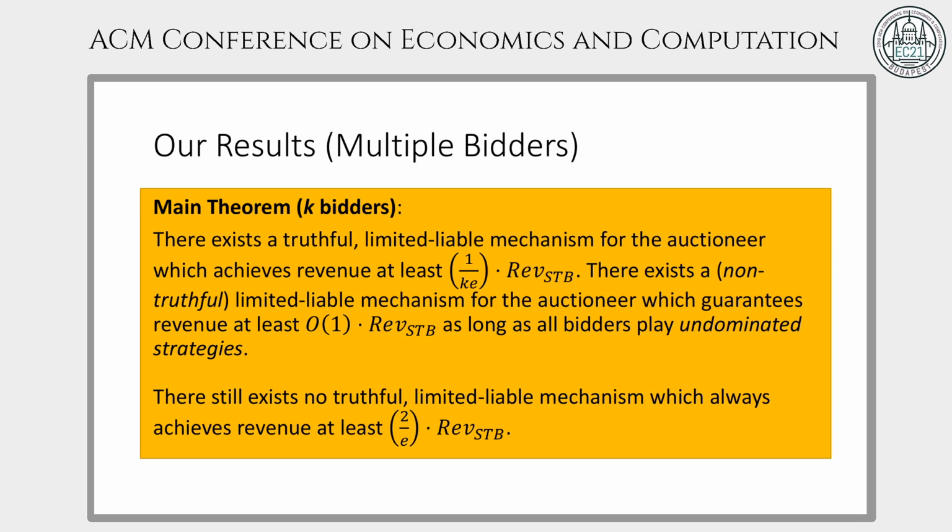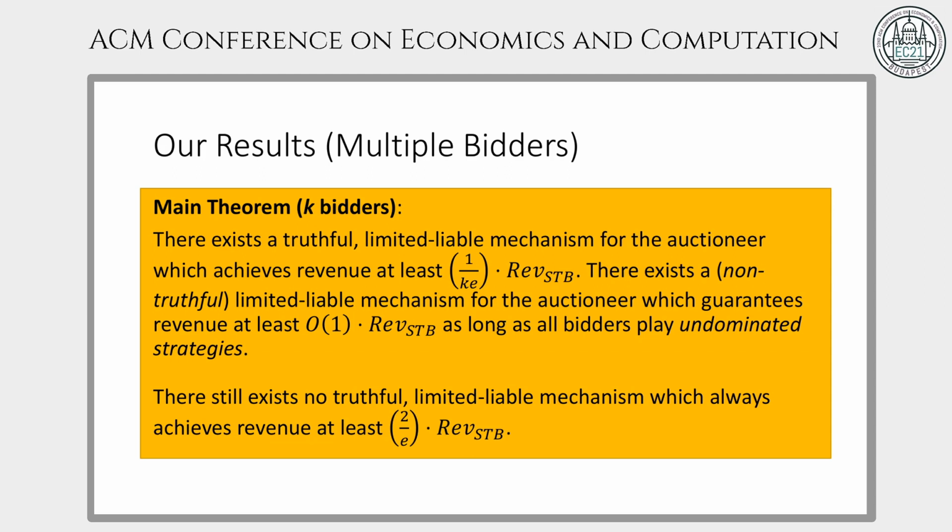Now, the previous result was for the special case of 2 bidders. You can ask what happens for k bidders. So it turns out it's easy to adjust our mechanism to get a 1/k times e approximation to selling the business. We also show there is a, this time not truthful limited liable mechanism for the auctioneer, but we show that this mechanism still guarantees a constant fraction of selling the business, with this constant independent of k, as long as all the bidders play undominated strategies.